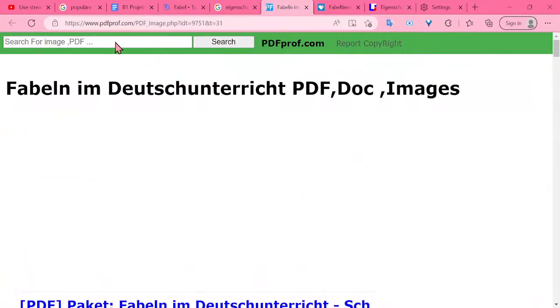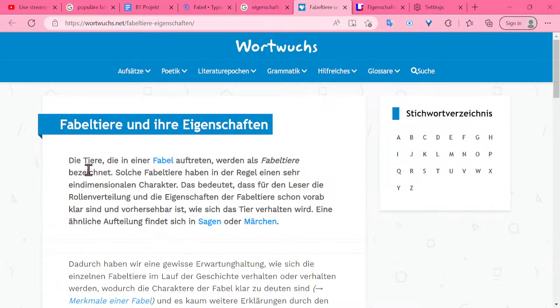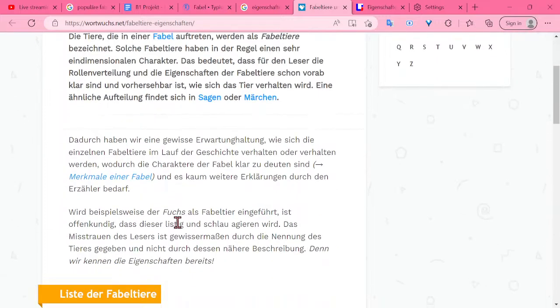Oh, I cannot see an image. Anyway, I'm going to cross that out. Fabel. Der Fuchs ist offenkundig, lustig, schlau, hier.